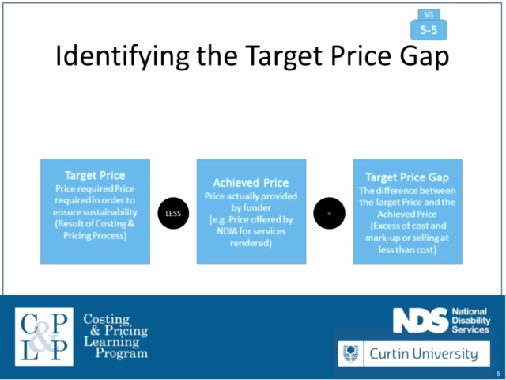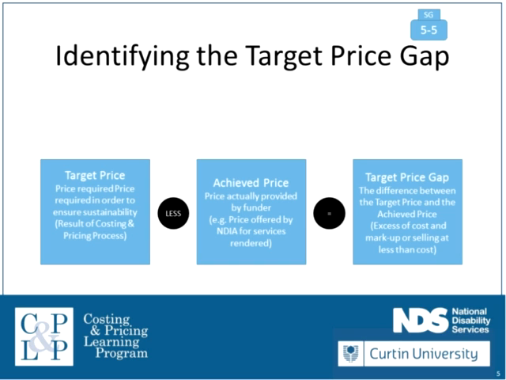This slide, identifying the target price gap, should be extremely recognisable to you. We've now dealt with this particular slide in each of the webinars leading up to this point, and I think there's just a couple of things that we need to make sure that we reinforce before going on to the content. The first is, of course, that when you are undertaking a costing and pricing process, you're looking to try and identify the target price for each UOM, or unit of measurement, which is the actual iteration of service delivery that you provide in the disability services sector, and to compare that with the achieved price. That is the price that's actually provided by a funder.